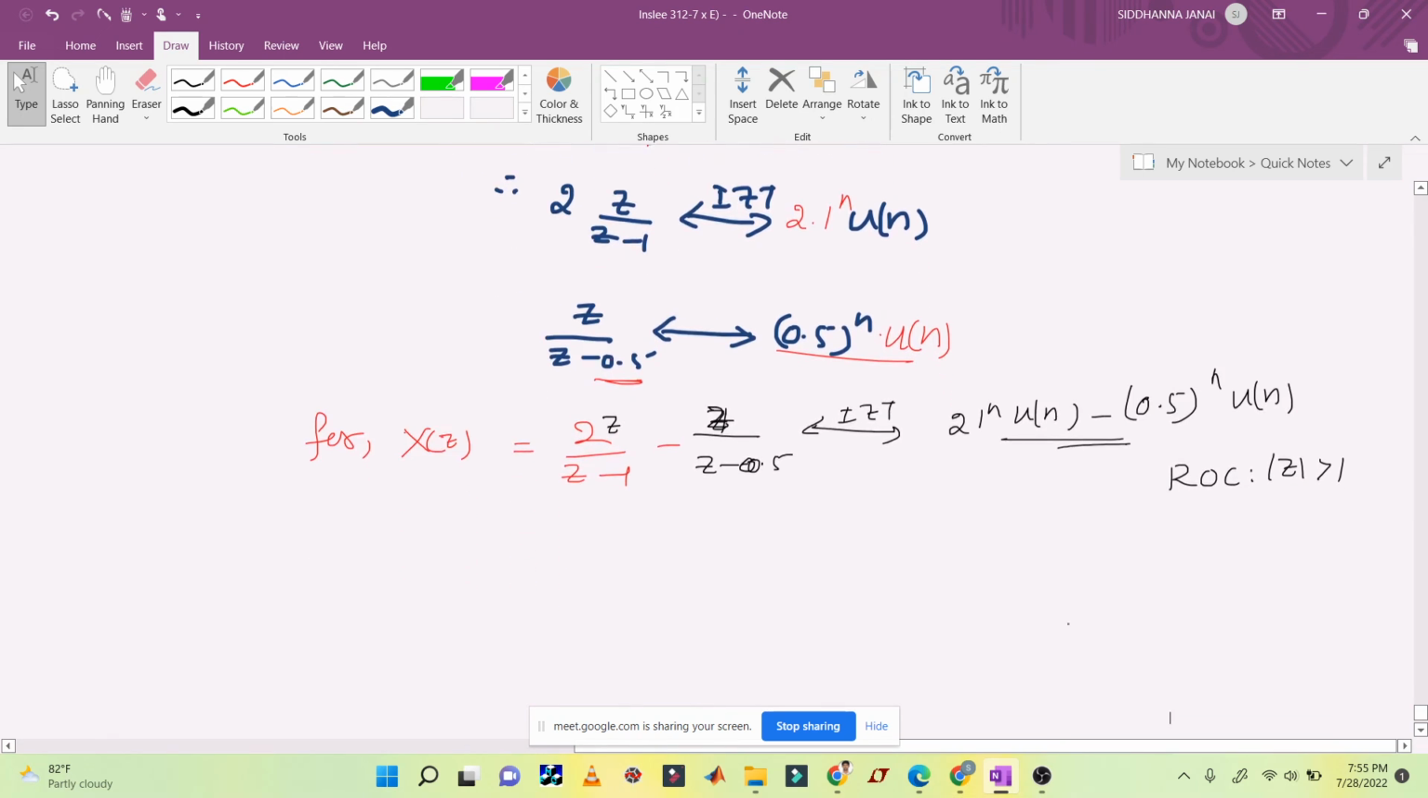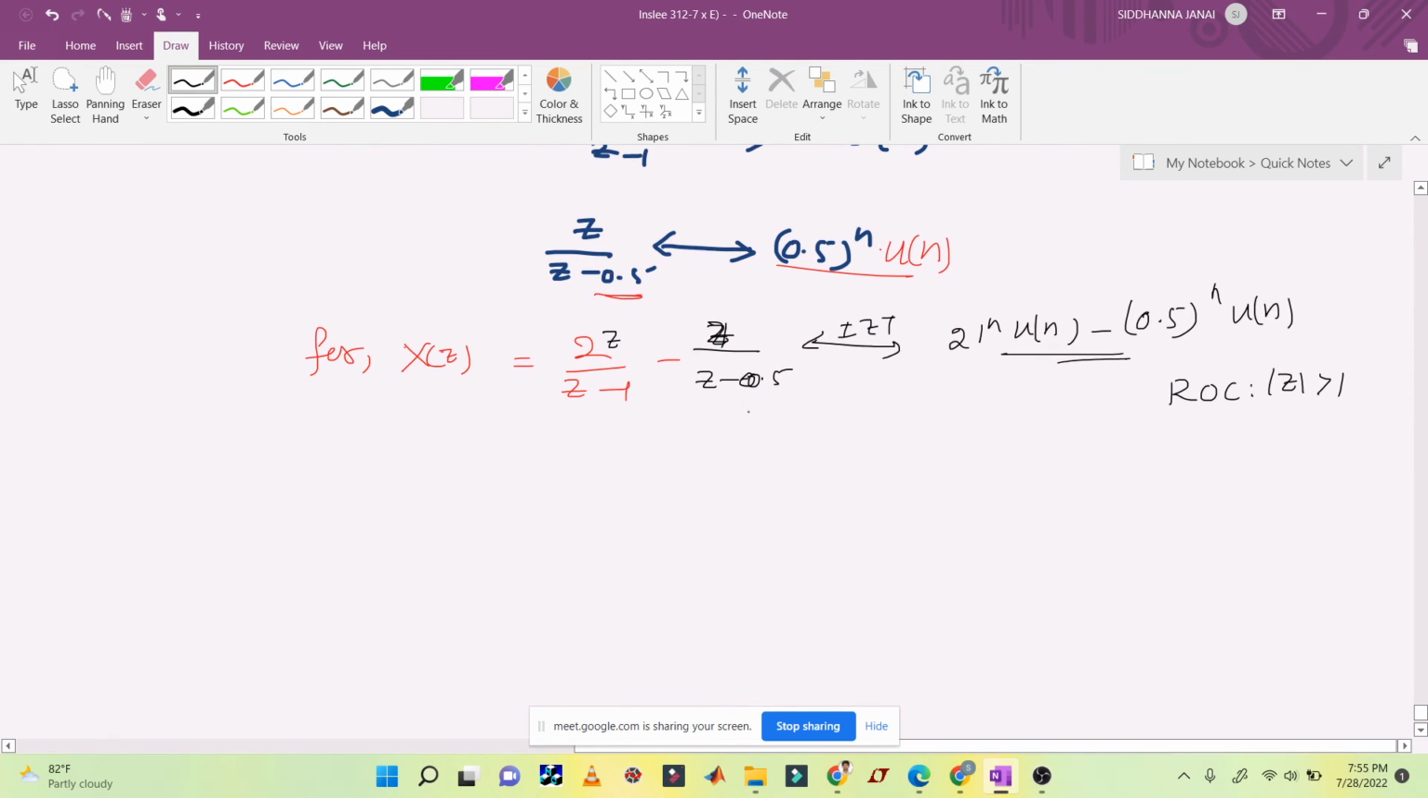Okay, now if you want to plot the ROC for the given sequence, what are the roots of Z? Roots of Z are 0.5 and 1, and ROC is greater than 1. That is what we have chosen, right? ROC is greater than 1. Based on this only, we have got both sequences multiplied with U of n. Is that clear?